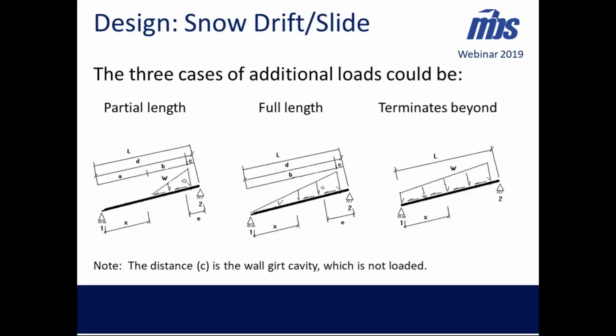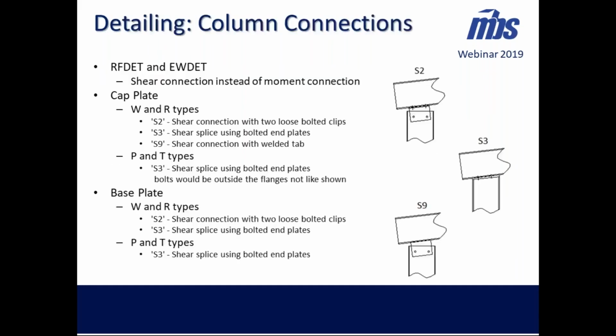Based on the conditions of your supported canopy, you might fall under these 3 different scenarios: a partial length, full length, or it might terminate beyond. When it comes to the column out at the end, the rigid frame detailing and endwall detailing are currently being revised and going through testing, where we have added cap connections. So for W and R types, you can use the S2 connection, or the S3, or an S9. And we do allow for pipes and tubes as these column supports, and they will utilize the S3 connection.